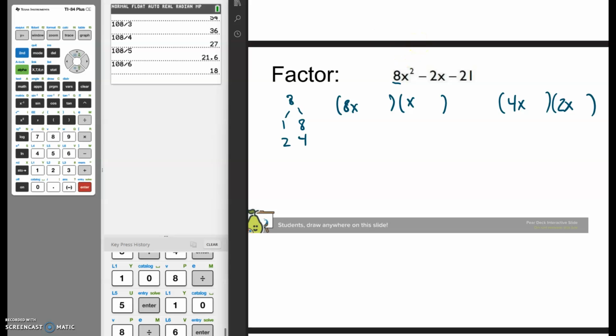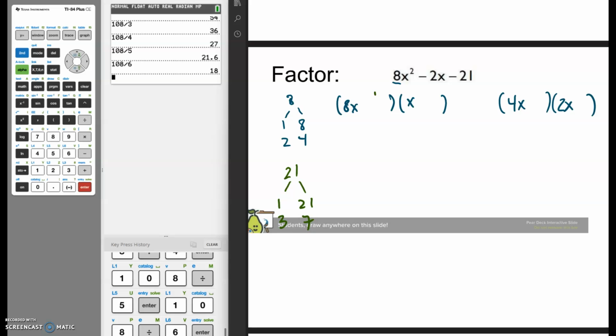So that's just more work added onto our plate of figuring this out. When we look at the last number, negative 21, I think to myself, 1 and 21, 3 and 7. So not a lot of choices, but with the 2 at the beginning and the 2 at the end, what could we do? We do have to worry about signs for this one.